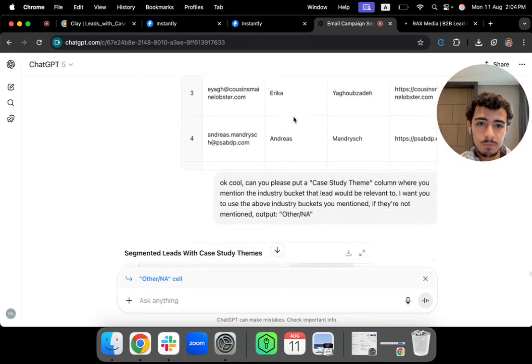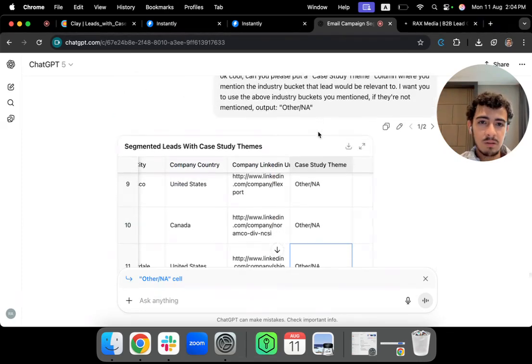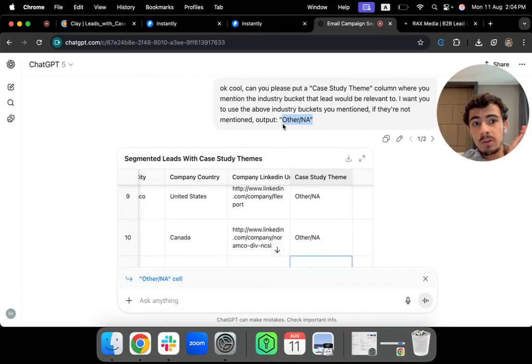Now here, a key thing in the prompt is to mention that it's other in NA. So if it doesn't actually find it, that's another bucket. So you don't waste the lead you have.